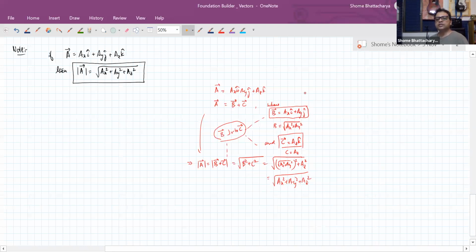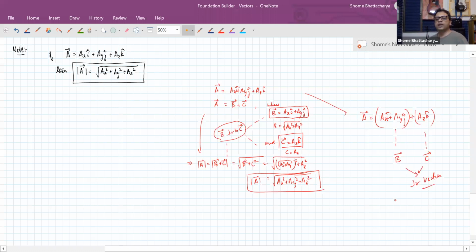Okay. So basically you can just break the vector into the sum of two other vectors. These two together you take as the vector B, and this one you take as the vector C. So they are perpendicular to each other. They are perpendicular vectors. Okay. So magnitude of B plus C becomes square root of B square plus C square, and then you just substitute this. So that's how you get that equation. So there's nothing complicated about this equation. It's very easy to understand from this.